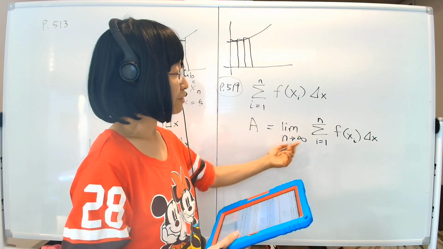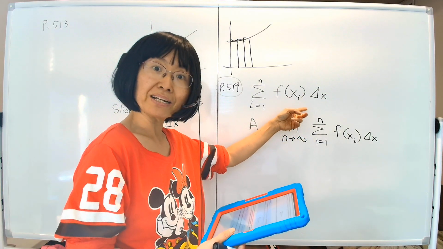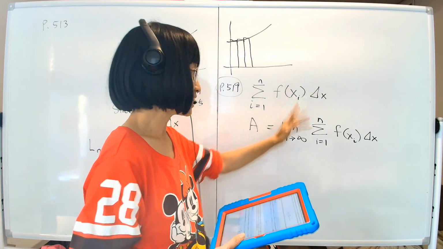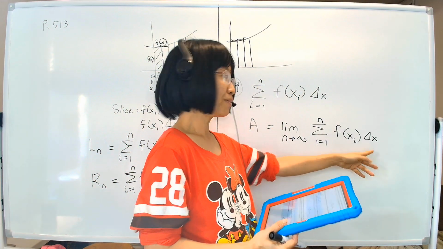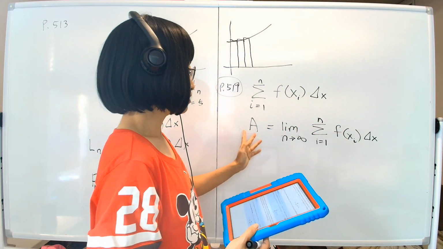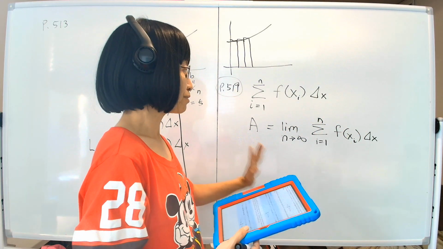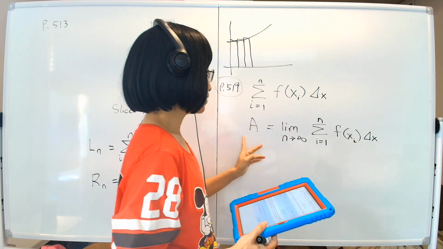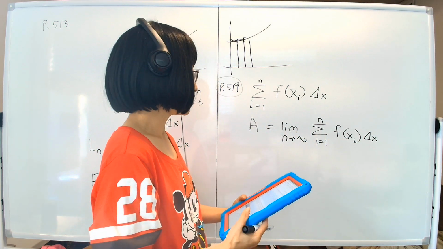So let's say you have 1,000,000 of them. N is at 1,000,000, so you slice your area under the curve into 1,000,000 slices. So your delta x is extremely small, and you multiply and add it all up. And then you're getting very close to the area, is what this means. As n approaches infinity, this sum will eventually approach A, the area under the curve.